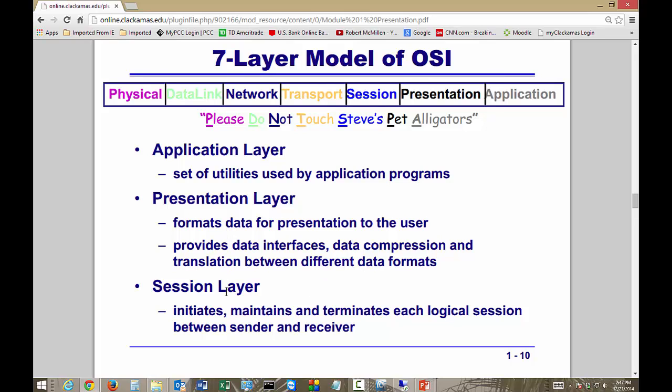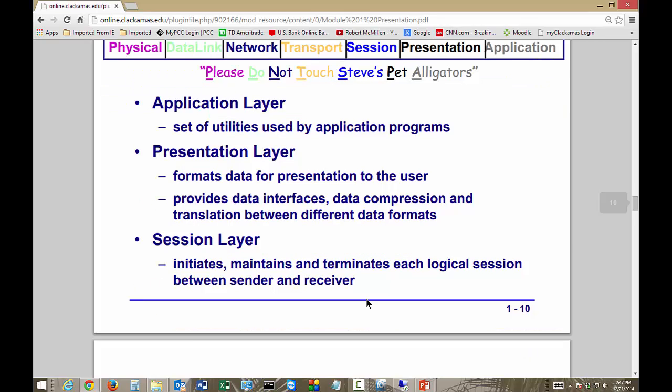And that takes us down to the session layer. Now, none of these layers communicate directly with all the different layers. They only communicate with the layer that's above or below them. And that's one of the great things about the model, that you can't have one layer crash the entire system. So the session layer initiates, maintains, and terminates each logical session. So it sets up and tears down the connection.